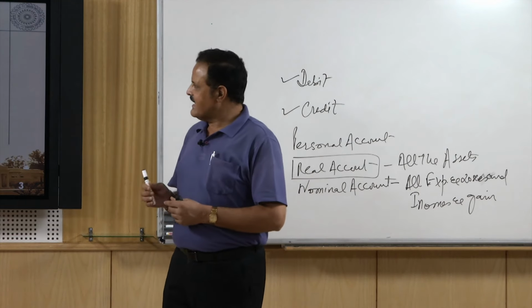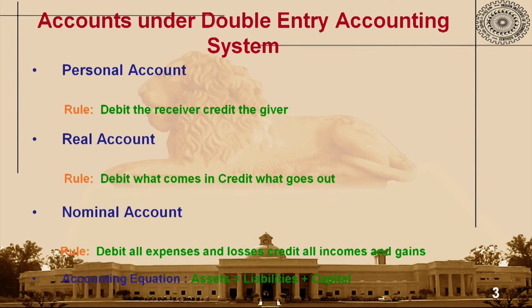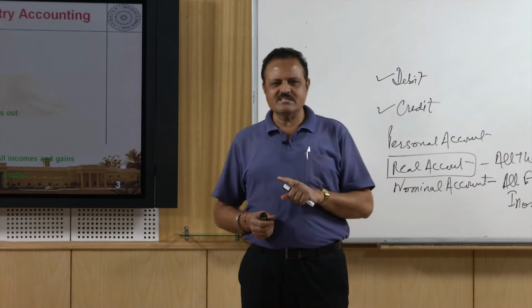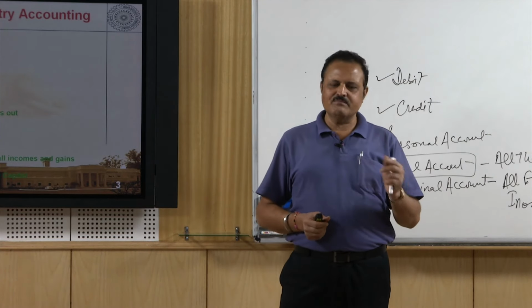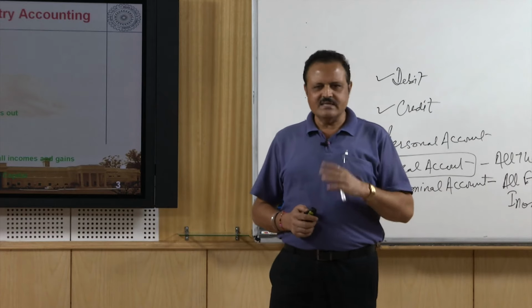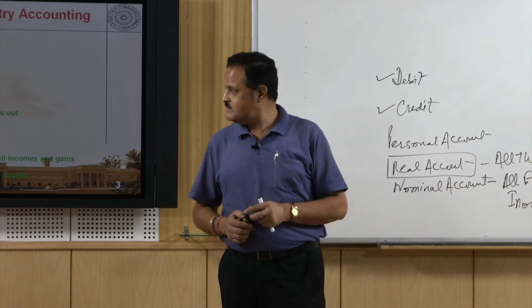For the personal account, the rule of recording the business transactions is: debit the receiver, credit the giver. If any person or any business is the receiver of something, then his account will be debited, and if any person is the giver of something, his or her account will be credited.